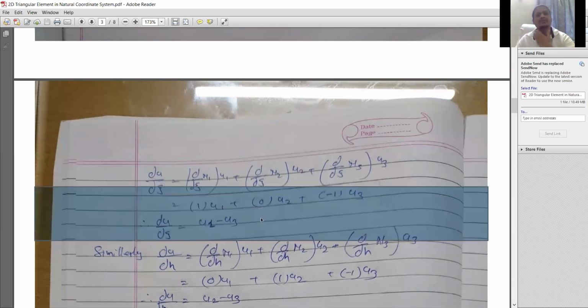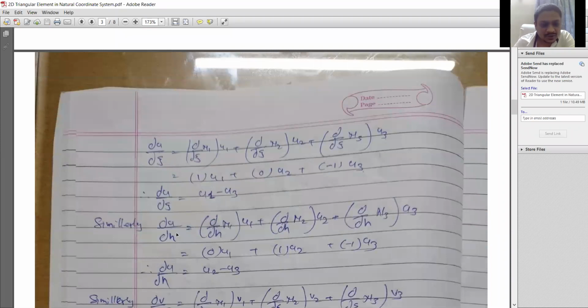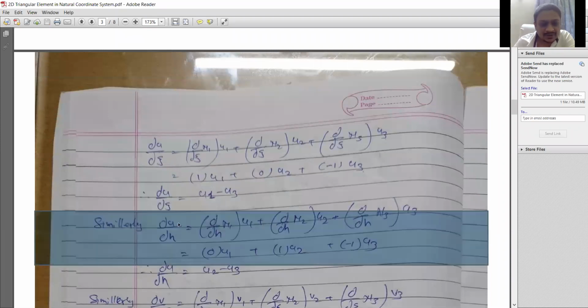So similarly, we can have a derivative of u with eta also. So du by d eta is nothing but, your u is n1 u1 + n2 u2 + n3 u3. So we can write this as d by d eta of n1 into u1, d by d eta of n2 into u2, and d by d eta of n3 into u3.